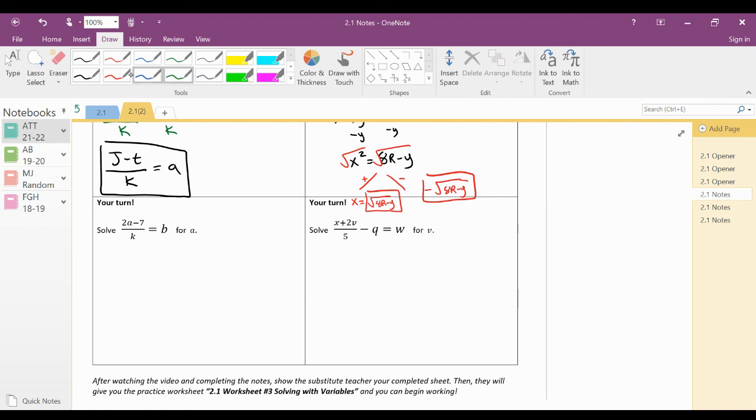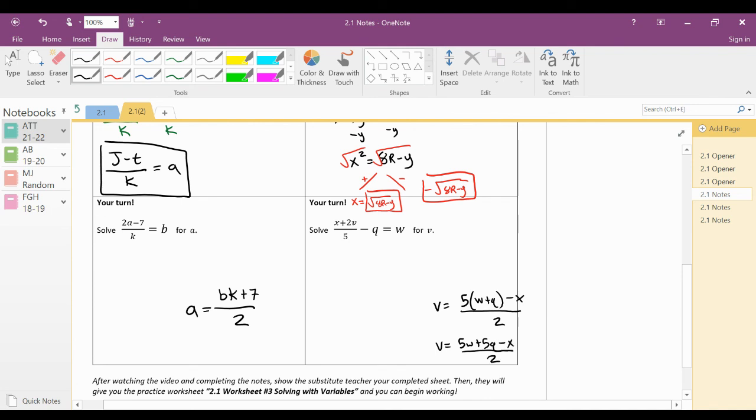All right, so I am going to show you here. I've got an answer for this one as a equals bk plus 7 all over 2. And for this last one, pretty nasty answer for v here. I get v equals 5 times the quantity of w plus q minus x all over 2. You could also have written that as v equals 5w plus 5q minus x all over 2.